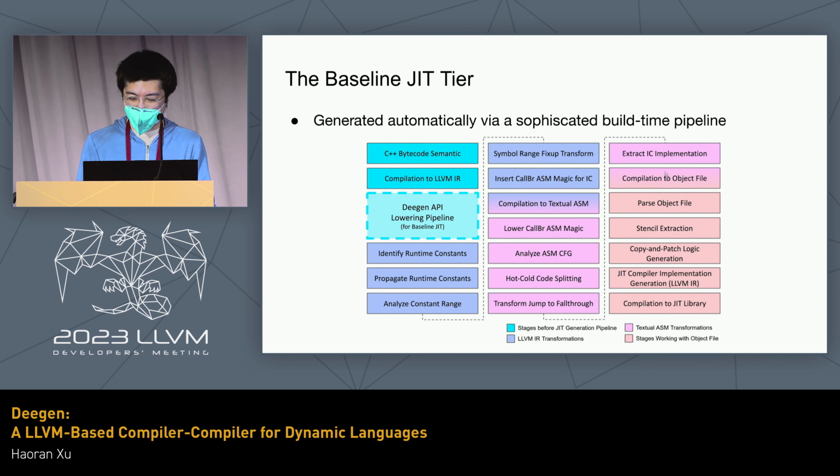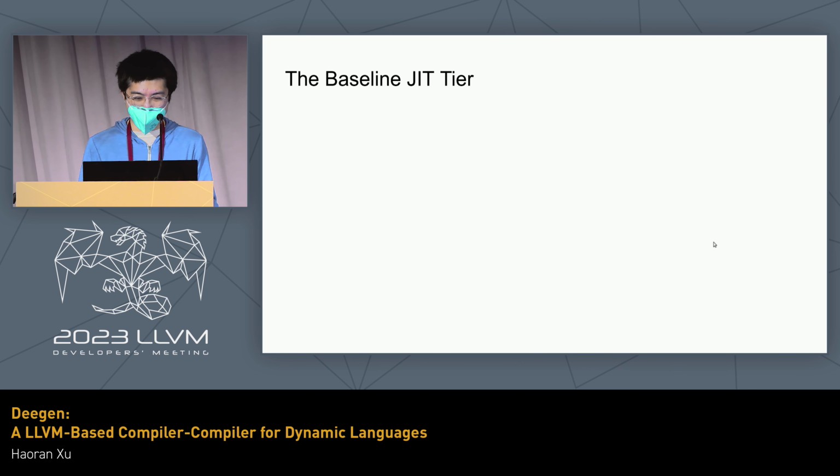So the idea is that you compile the code you try to generate into an object file, and then through some hacks, you can extract the object file into a stencil, so that at runtime, all you have to do is to copy the stencil and patch some of the simple values. And that's how we generate code at runtime. And then we have everything needed for the JIT compiler. And we actually generate the compiler implementation in LLVM IR and compile it to get the JIT.